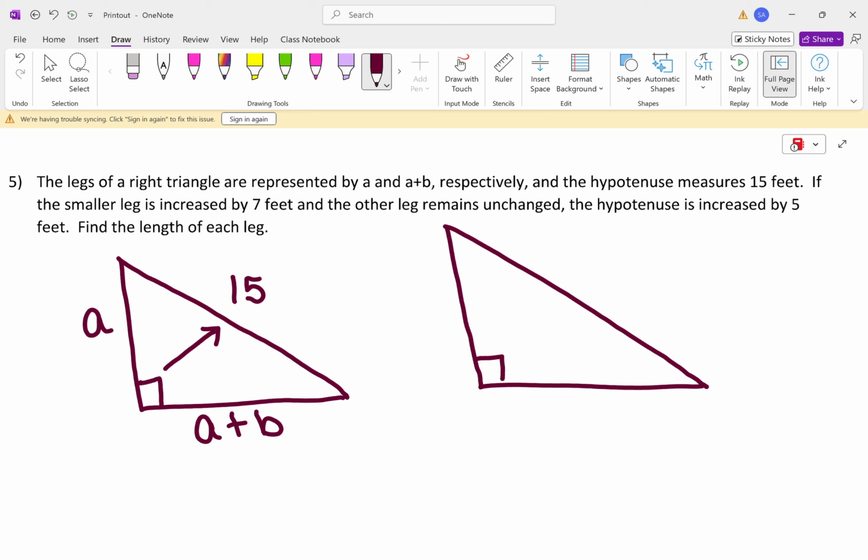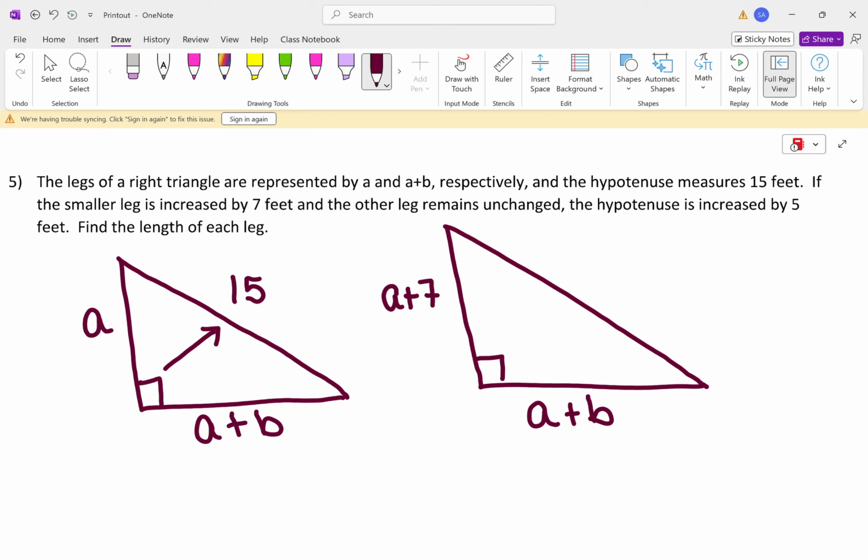So now we're going to make a new triangle. And what's happening in the new triangle? They're saying if the smaller leg is increased by 7, how am I going to represent that? A plus 7. The other leg remains the same.